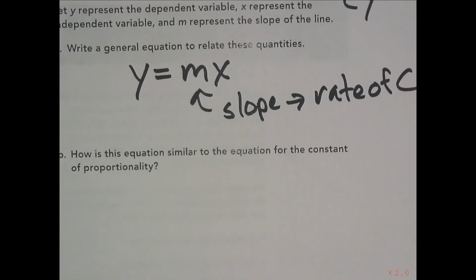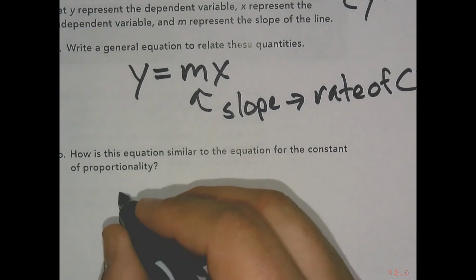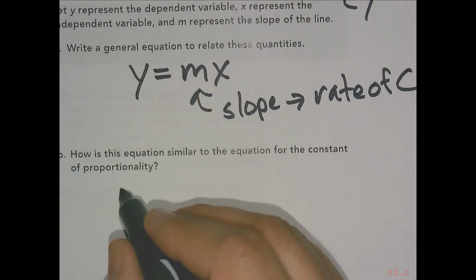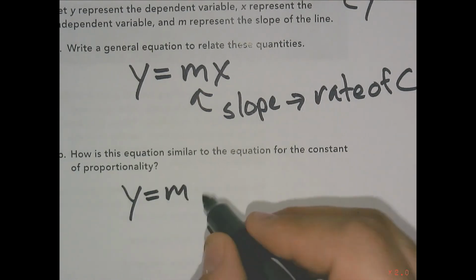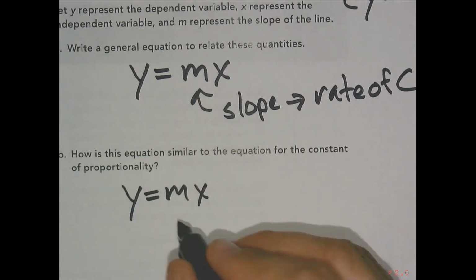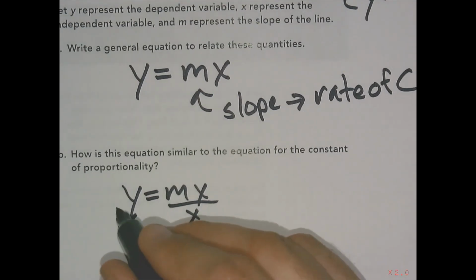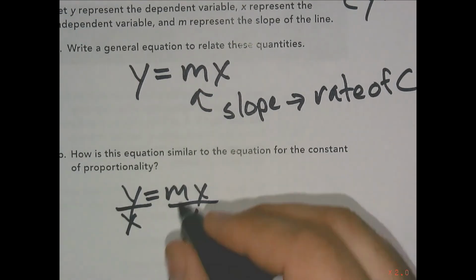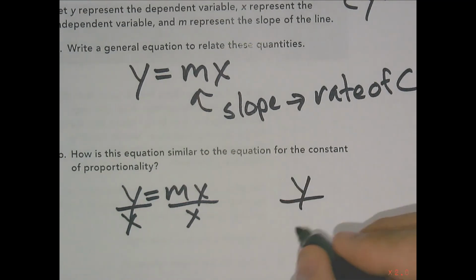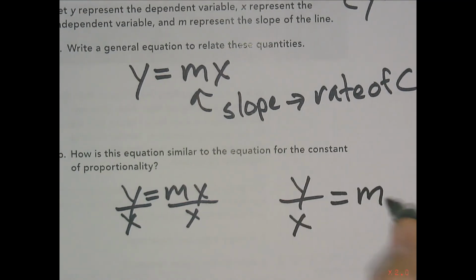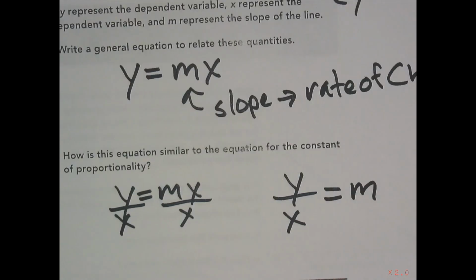So part B says, how is the equation similar to the constant of proportionality? Well, we could think of it like this. If I take this equation, if I say y equals mx, and then I divide both sides by x, the x's will cancel. Y over x is equal to m. In other words, the change in y over the change in x is your slope.